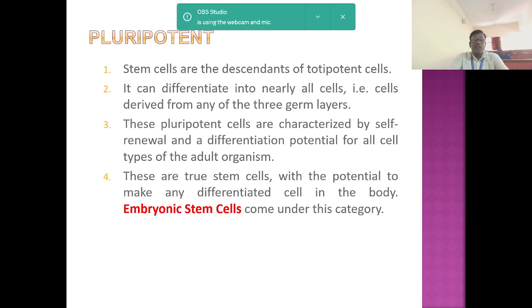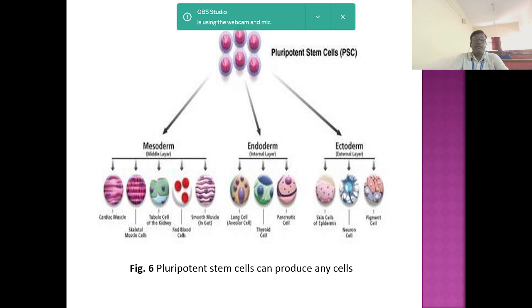These are true stem cells with the potential to make any differentiated cell in the body. Embryonic stem cells come under this category. This is pluripotent stem cell differentiation, so it can produce any cell. There are three germ layers: mesoderm, endoderm, and ectoderm.